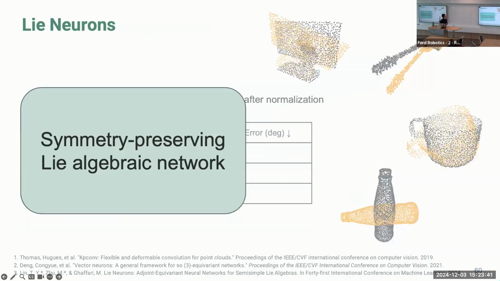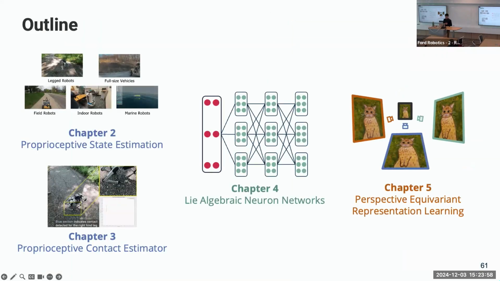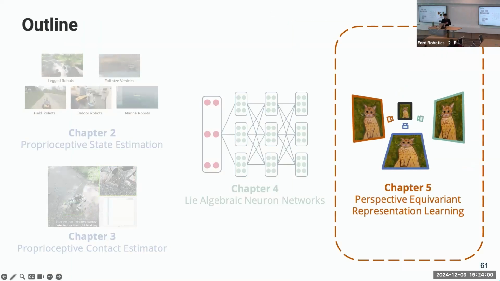So in summary, in this chapter, I talked about a symmetry-preserving algebraic network that we designed. I also showed how it could improve performance in dynamics modeling and perception, like point cloud registration. Next, I'm going to talk about the construction of a perspective-equivariant representation learning framework.